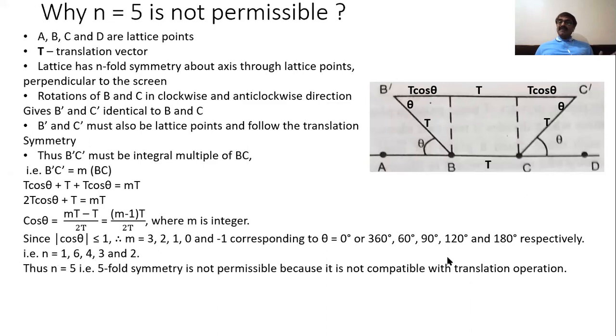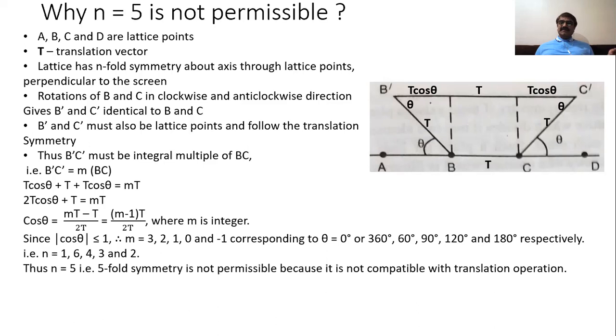Why is it not permissible? Because if we consider it, we will not find a translation operation that will describe a symmetry. So a compatible translation operation is not possible for 5-fold symmetry. So 5-fold symmetry does not exist, or it is not allowed.